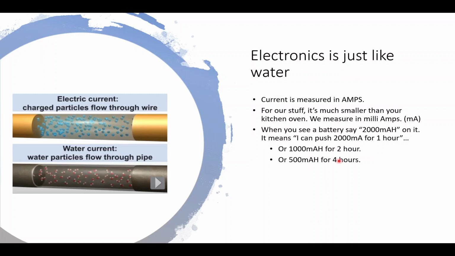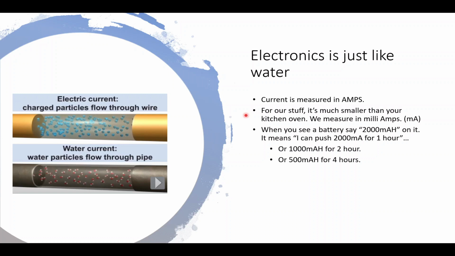And essentially it's how much flow there is, how much water is passed through the pipe in a certain amount of time. Okay, so in water, particles flowing through the pipe, electric current, same thing. We measure in amps. Now, for your kitchen oven, you might be running 13 amps or something, but for an LED, we typically count 5 or 10 milliamps. Okay, so a milli is 1,000th of an amp.